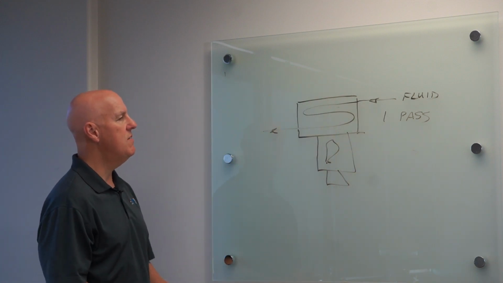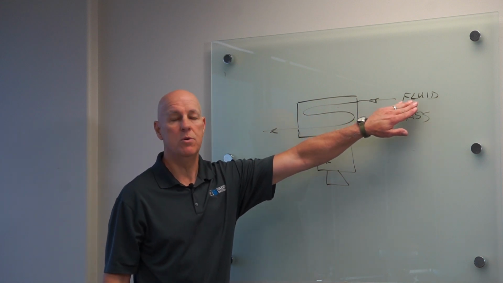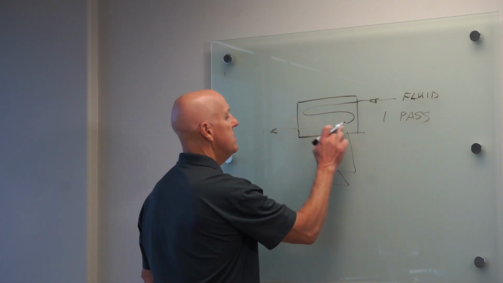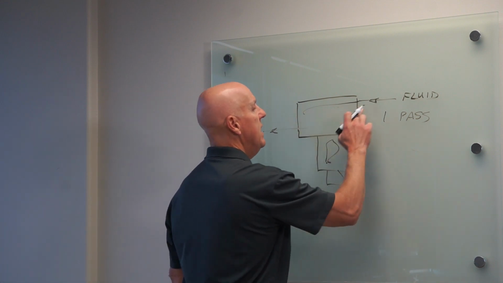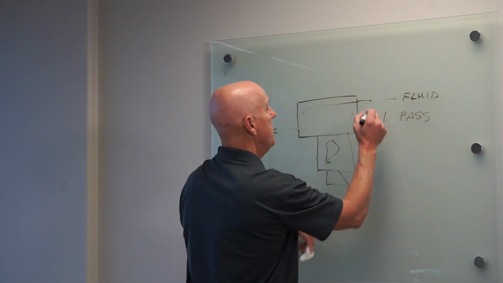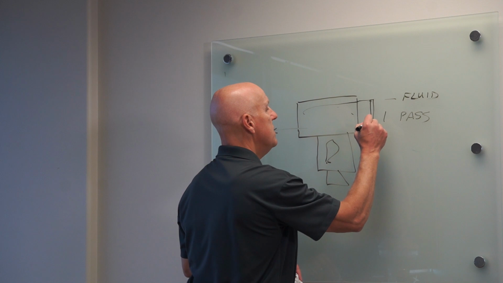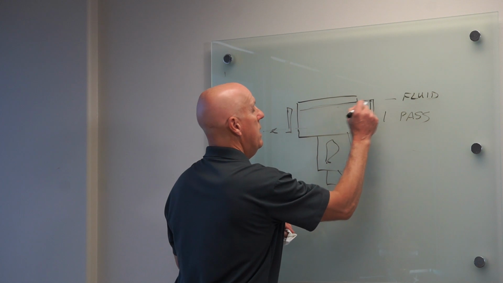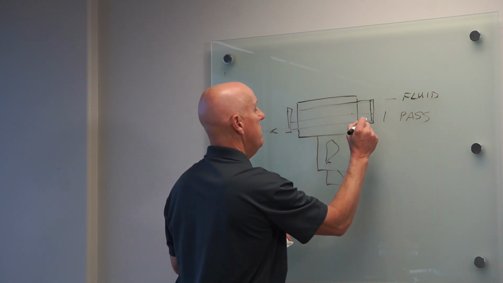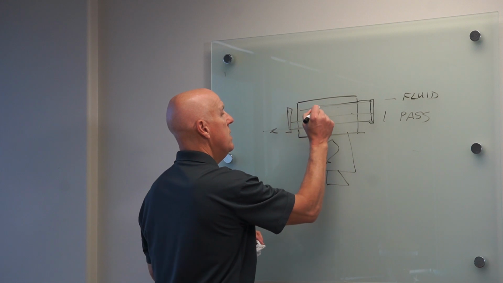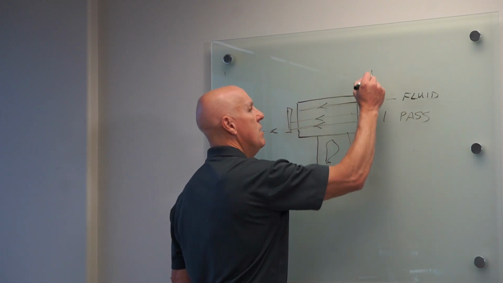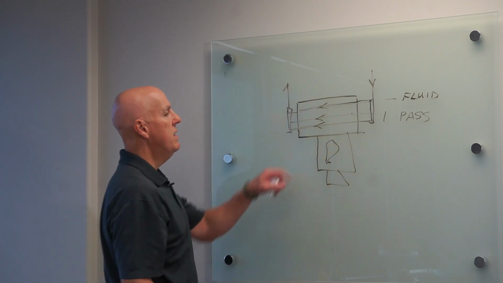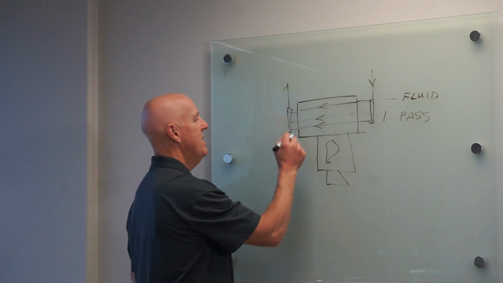Now, sometimes I have a higher flow here and a lower temperature change, and it requires a different setup. That setup is called a multi-pass, and it looks something like this. It comes in like this, and then I have a pass like this. Each pipe is its own pass. So my fluid comes in here and it comes out here. This is called a 3-pass.